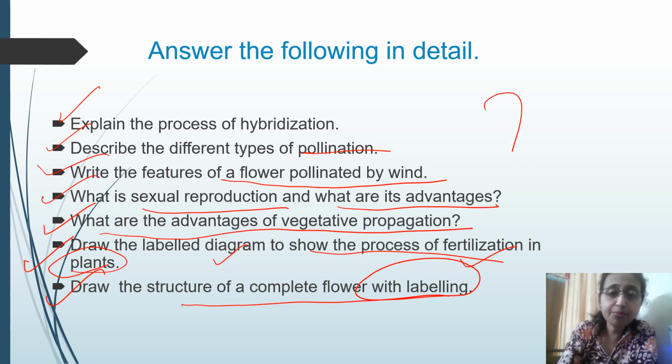So these are a few basic questions I have given here. Other than this, there are many questions which you can get for answer the following in detail. Just go through your textbook. This is the pattern of questions I'm giving you.